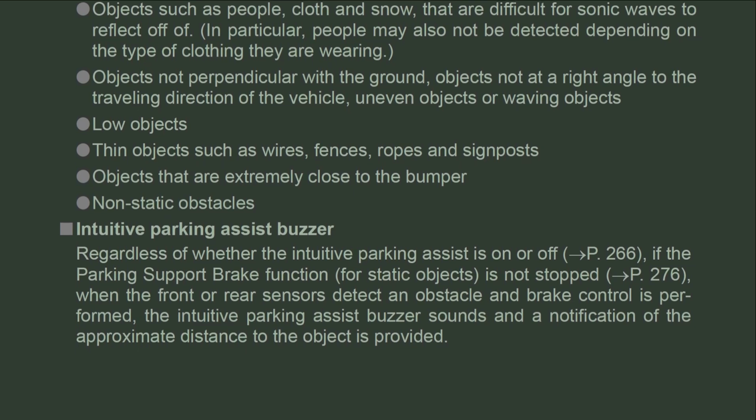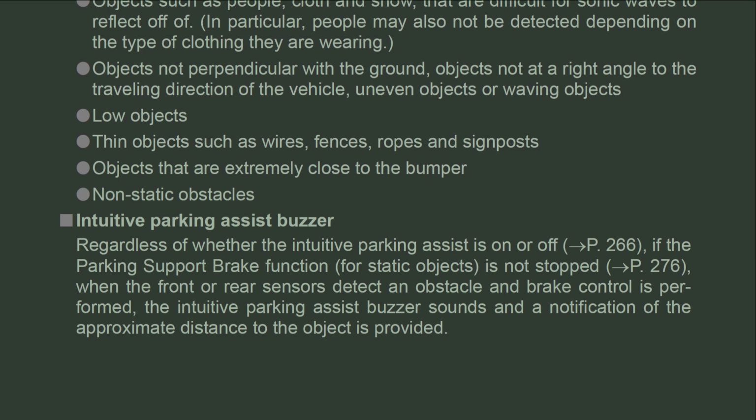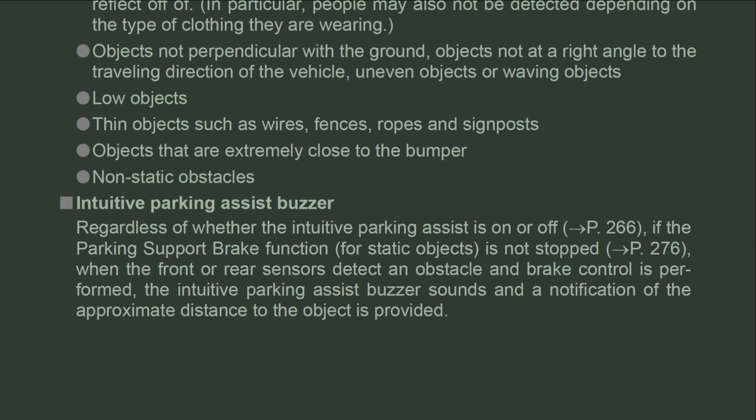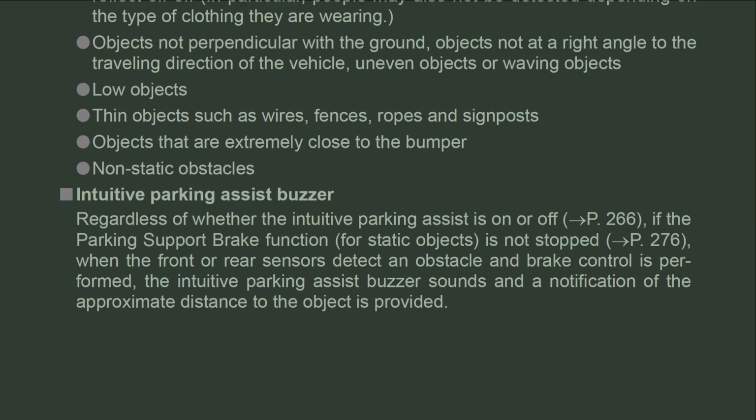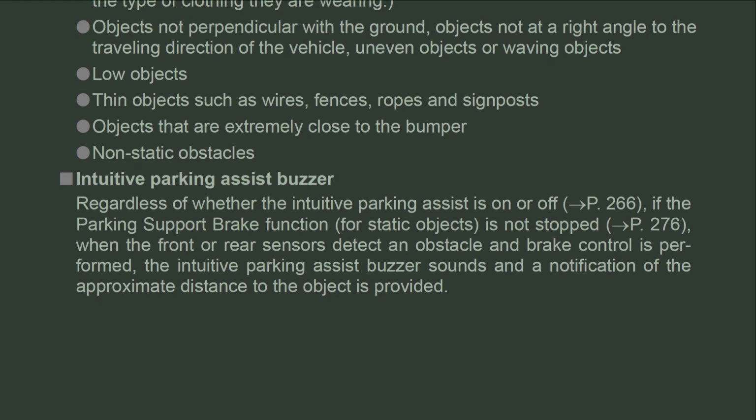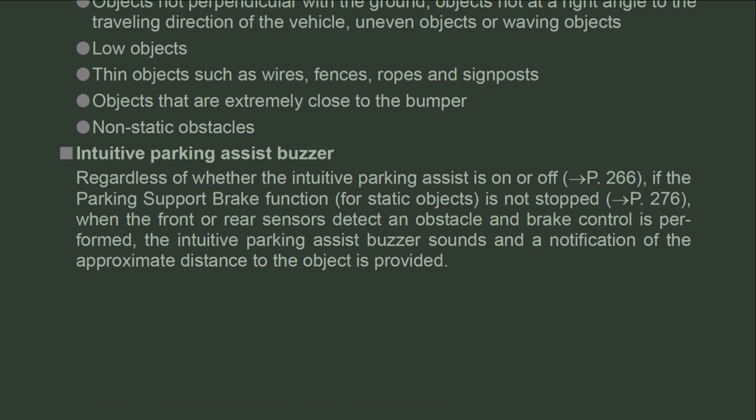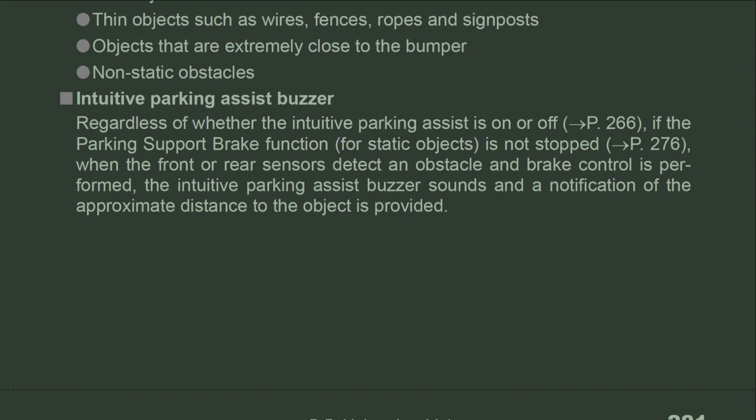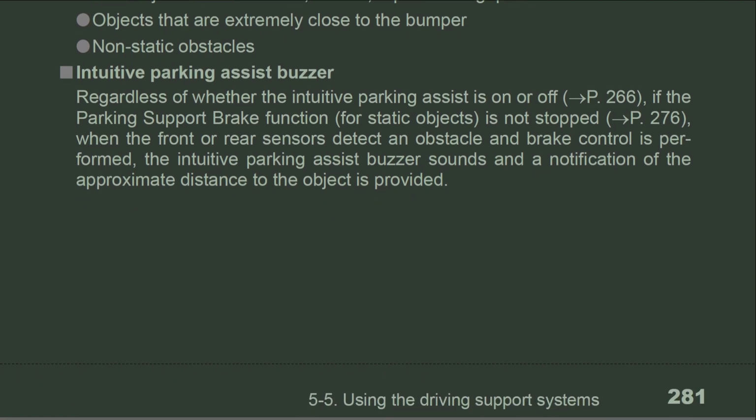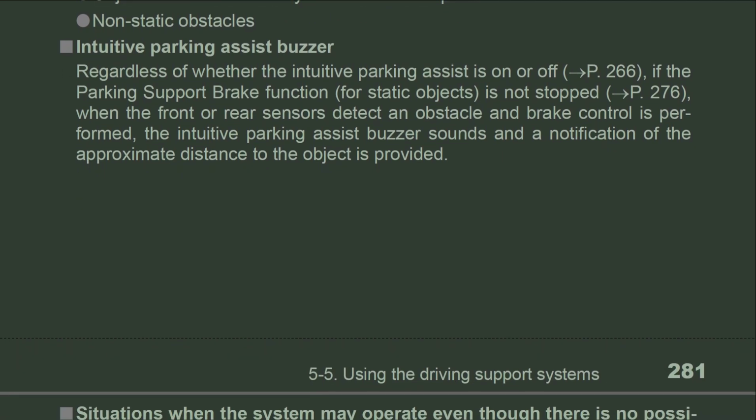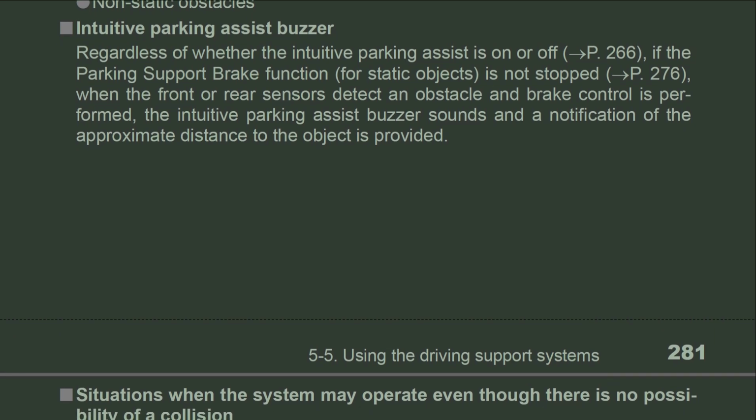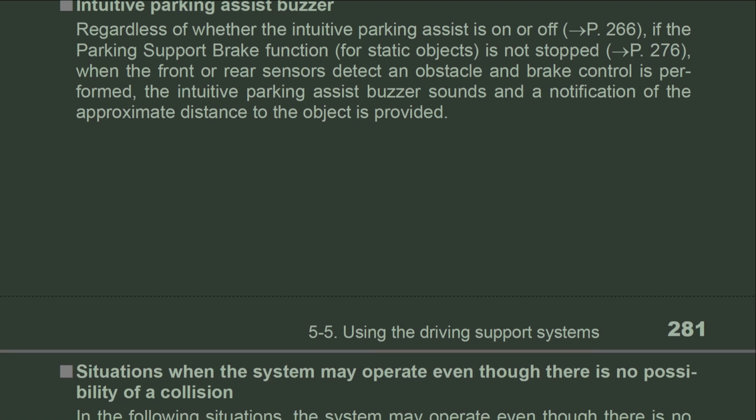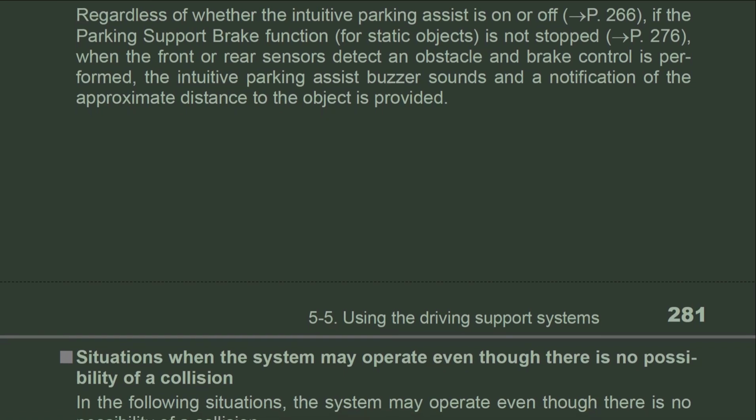Thin objects such as wires, fences, ropes and signposts. Objects that are extremely close to the bumper. Non-static obstacles. Intuitive parking assist buzzer. Regardless of whether the intuitive parking assist is on or off 266, if the parking support brake function for static objects is not stopped 276, when the front or rear sensors detect an obstacle and brake control is performed, the intuitive parking assist buzzer sounds and a notification of the approximate distance to the object is provided.